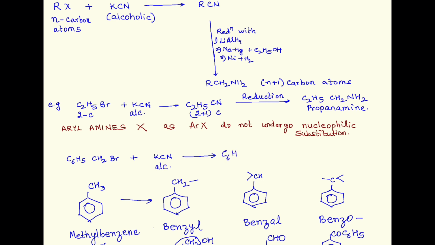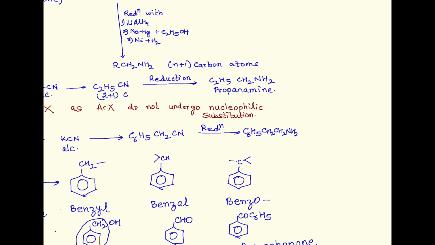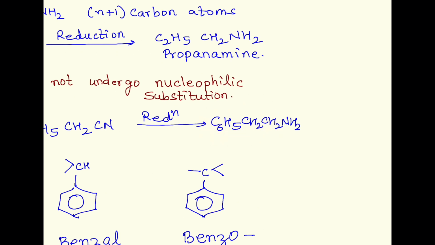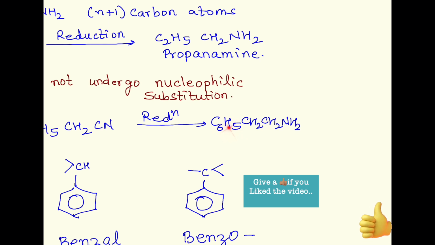Go ahead, C6H5CH2CN, and this on further reduction gives you C6H5CH2CH2NH2. Now there are 2 carbon atoms in the side chain instead of just 1. So this becomes a derivative of ethane. So I will name it as ethanamine, and at the first position I have the phenyl group. 1-phenyl ethanamine. Clear?